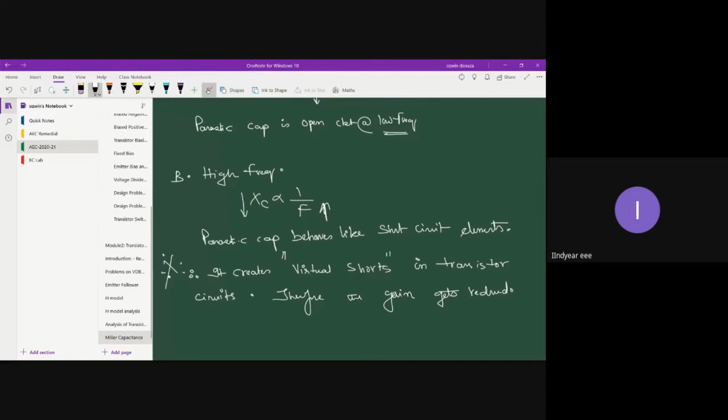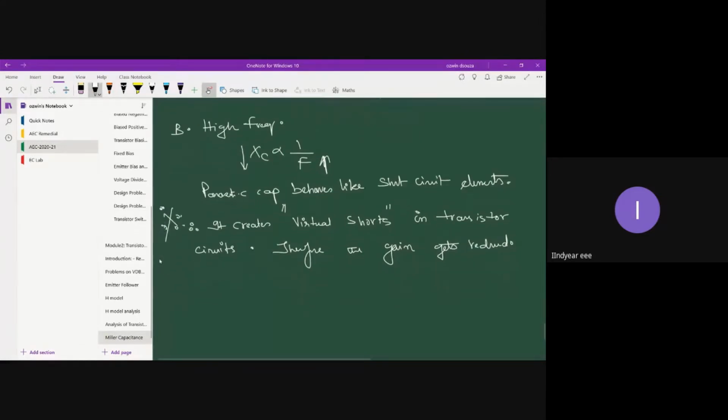Okay, this is very important for Viva as well as in the competitive examination. They may ask what is the major cause for dip in voltage gain in the high frequency region. So dip in voltage gain in the high frequency region is attributed to the presence of parasitic capacitance, and at higher frequency the parasitic capacitance is very, very small, so it can be treated as short circuit element.